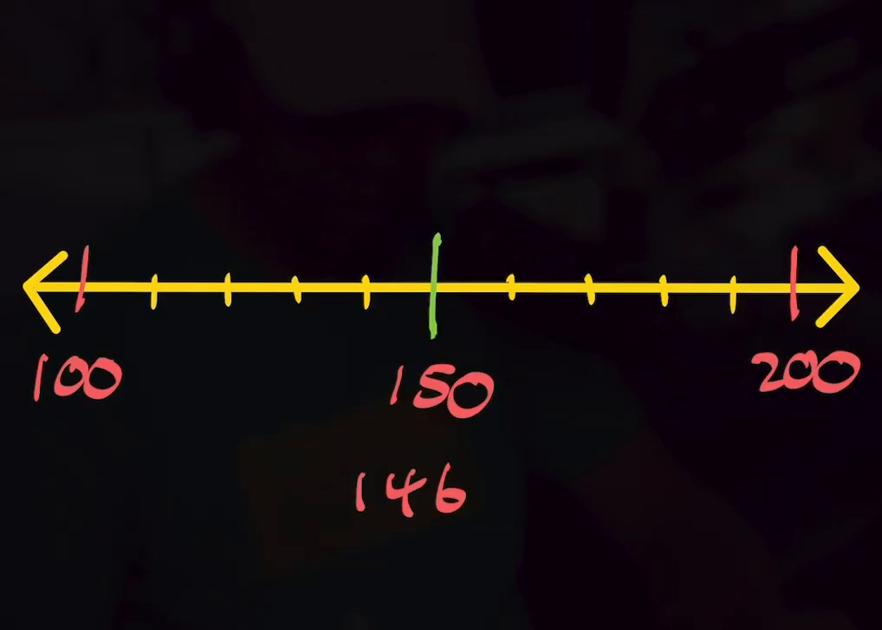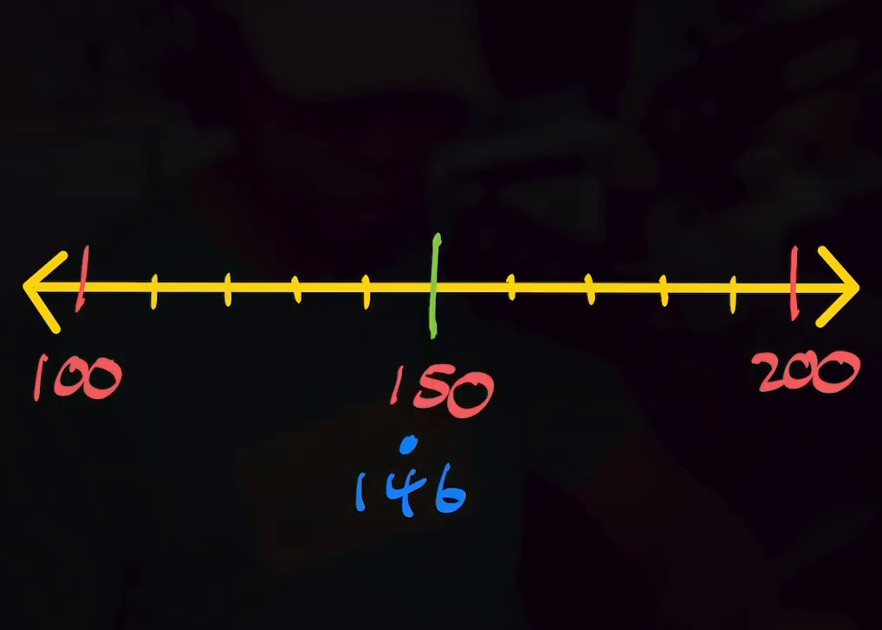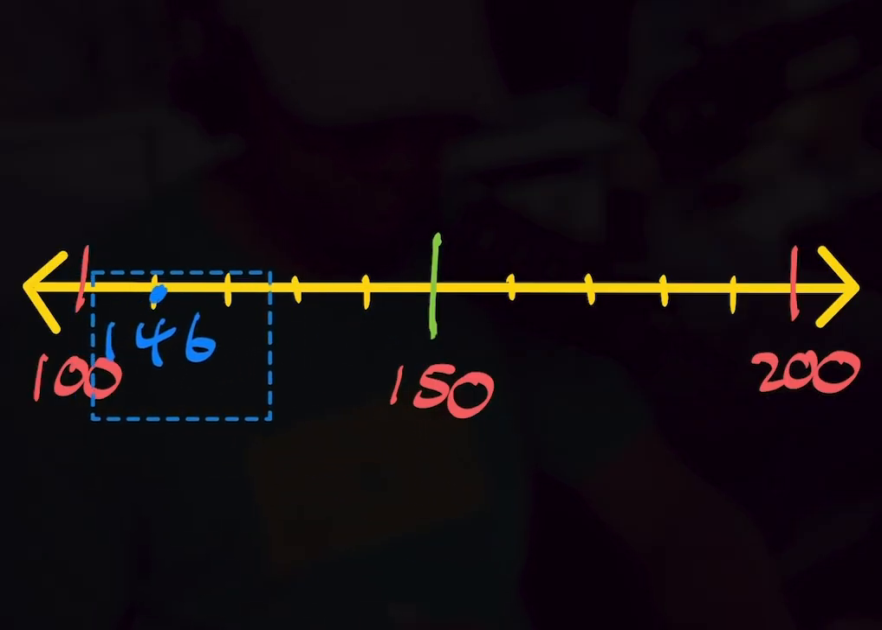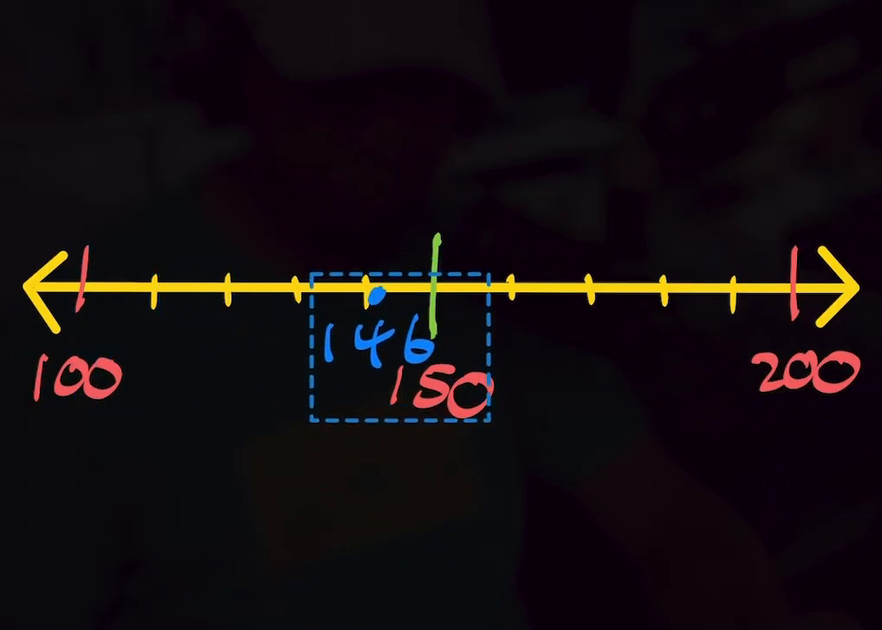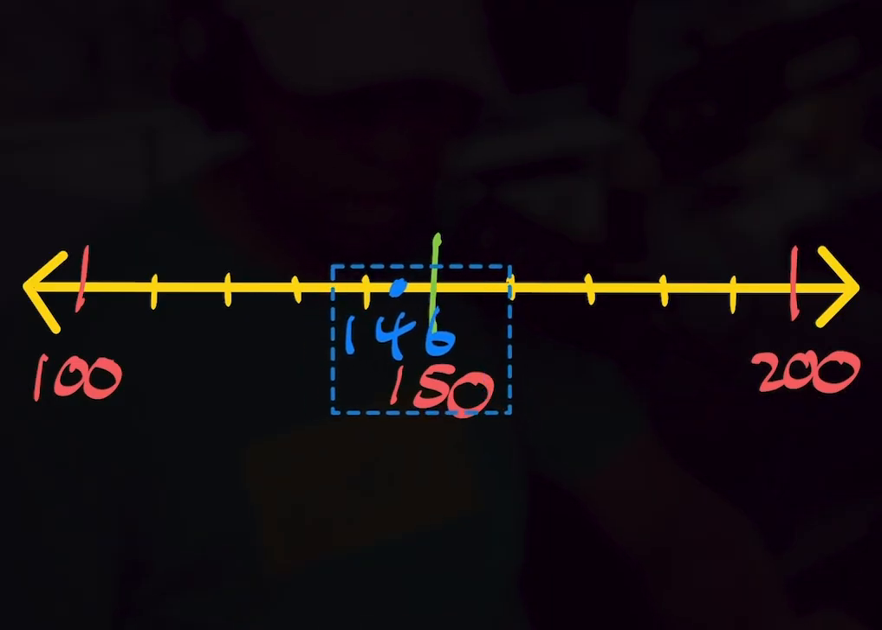When I take a look at 146, you know what? It might be clearer if I change this color to blue. So, where does 146 go? Well, the tens place shows a 4, which means it's 140 something. This number is almost 150. And since my intervals are by tens, watch this: 110, 120, 130, 140. Halfway between 140 and 150 is 145. 146 is just to the other side of it.